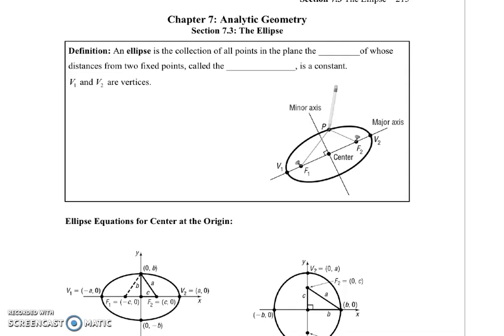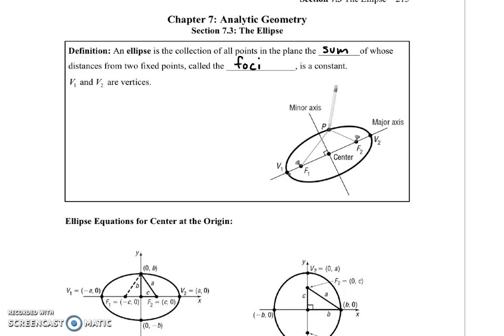So now we're starting section 7.3, which is about ellipses, and these are our oval shapes. An ellipse is defined as the collection of all points in the plane, the sum of whose distances from two fixed points, which we call the foci, is a constant. Foci is just the plural of focus. And then V1 and V2 are the vertices.